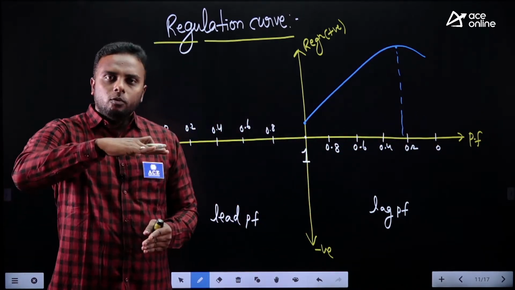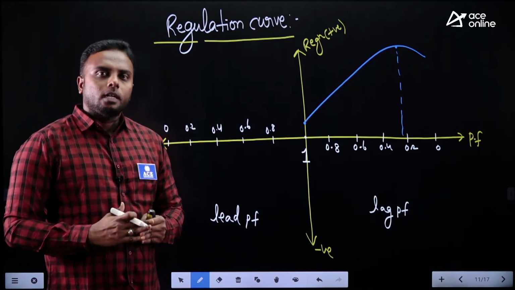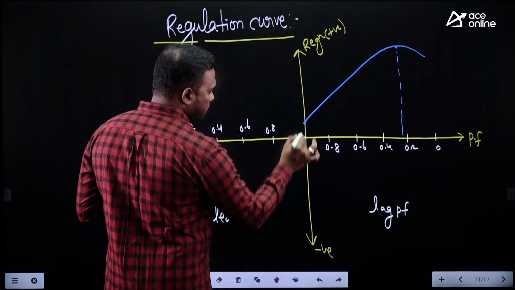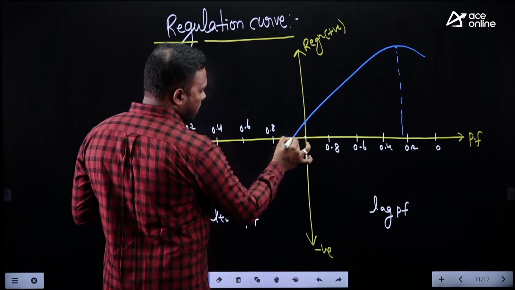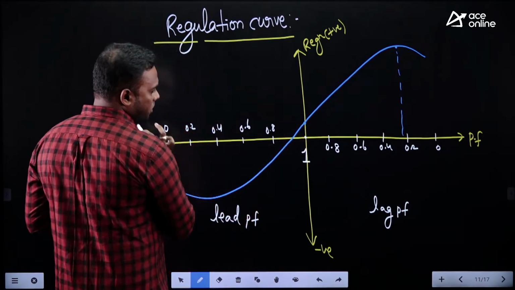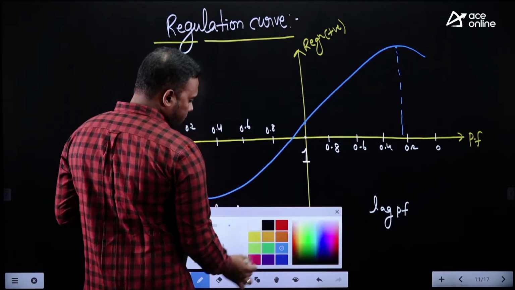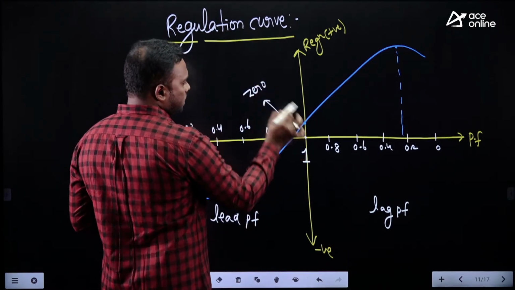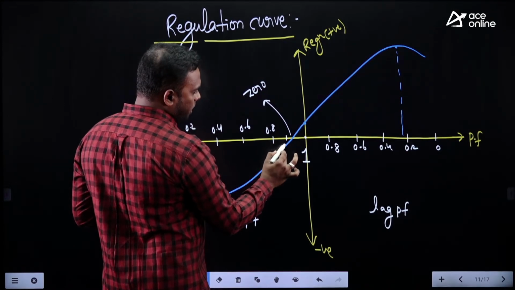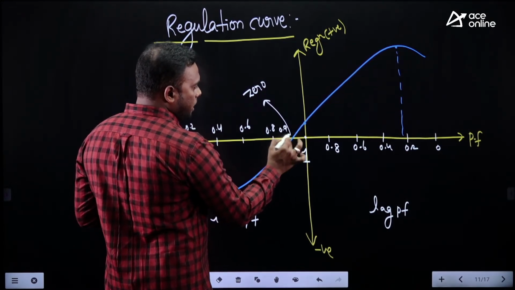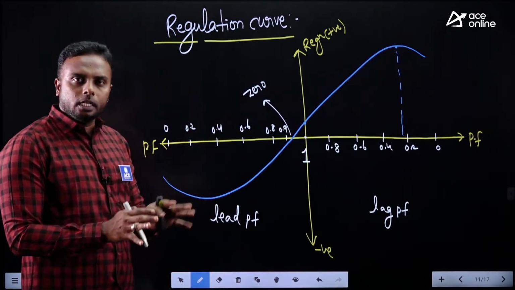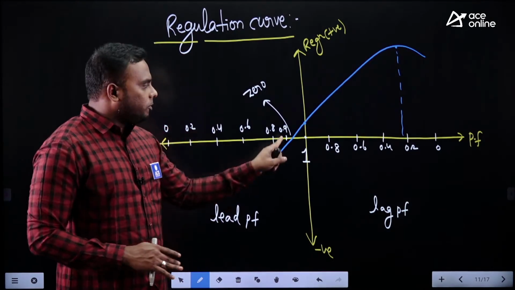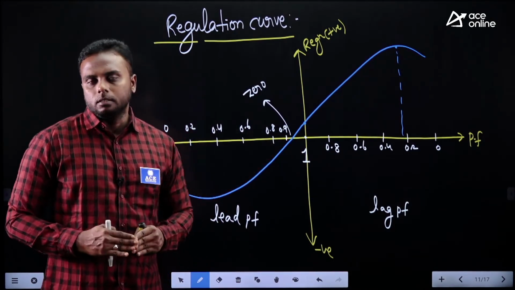Okay. And if you move from unity power factor to the leading side, what happens? Slowly the regulation decreases to 0, and after that becomes negative. So this is our 0 regulation. Here we are getting 0. Remember, this 0 regulation is mostly possible between 0.9 and unity power factor. Somewhere, some 0.92, 93, 94 or 96, somewhere we get 0 regulation. Between 0.9 and 1, in most of the cases.